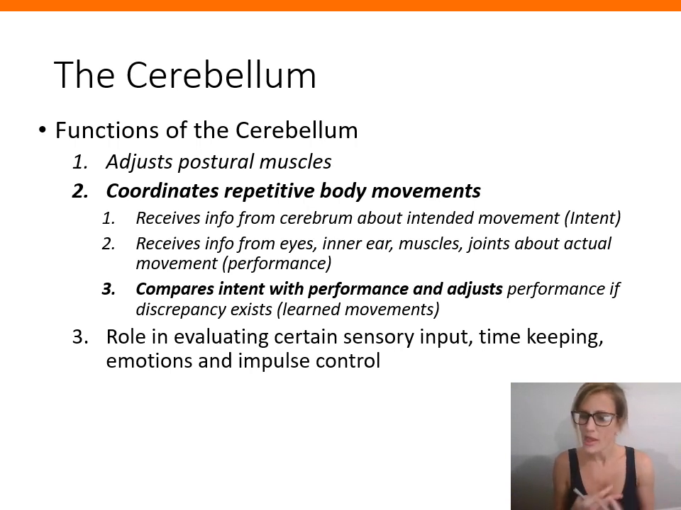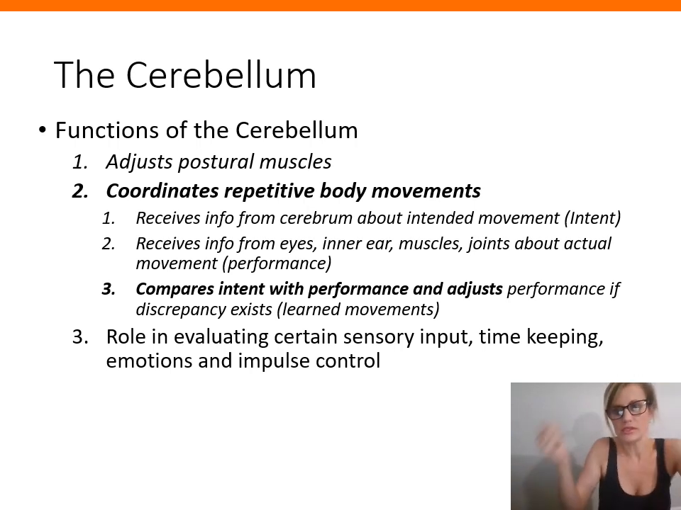Because of that, the cerebellum is really important in learned movements. So movements that we get better at as we do them over and over and over again. So doing a cartwheel, hitting a baseball, even walking. I mean, these are things that we're not great at the first time we do them. But every time we try, we get a little bit better and a little bit better and a little bit better. The cerebellum is why we do that, why we get better at learned body movements.